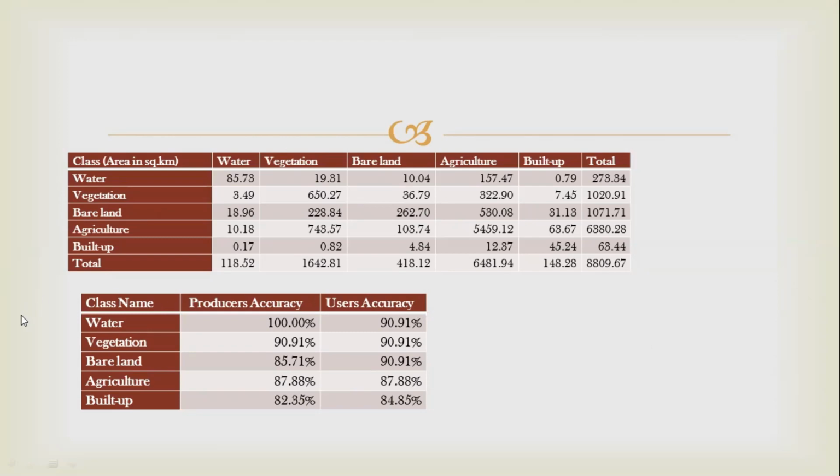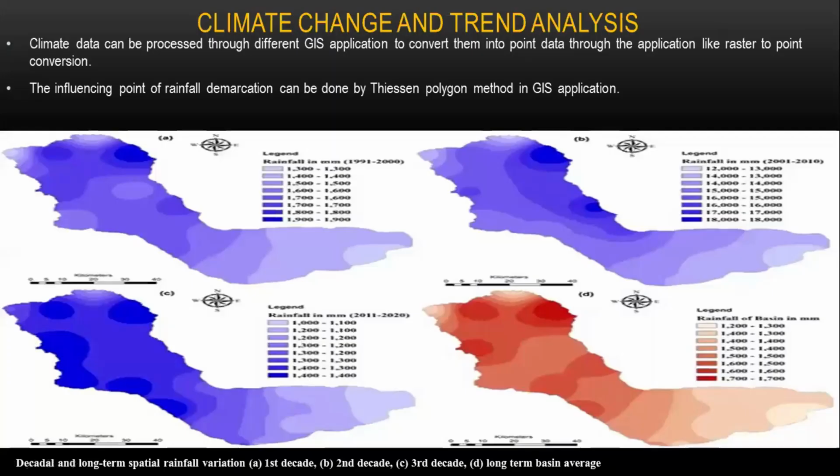And over here, you can also do validation. This validation is very important to know the accuracy of your work. So you can see over here, the accuracy is, on average, above 85%. That means the work is very much accurate.